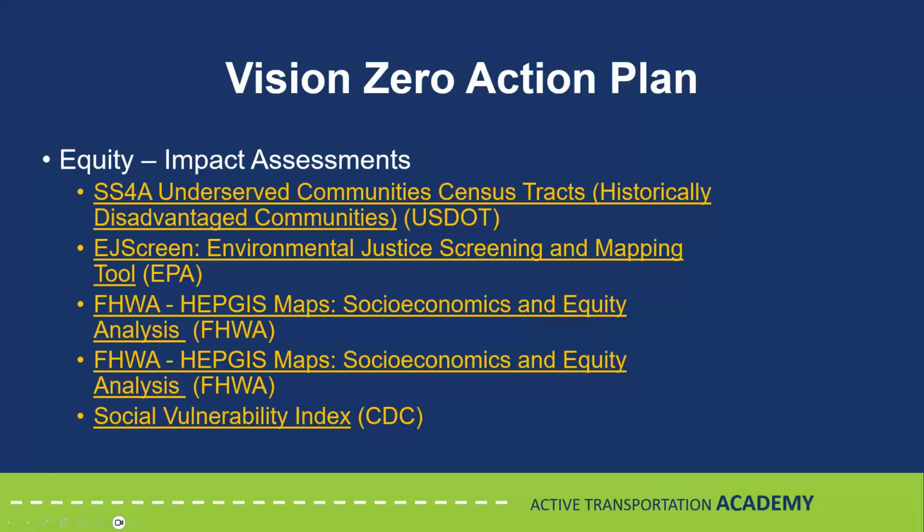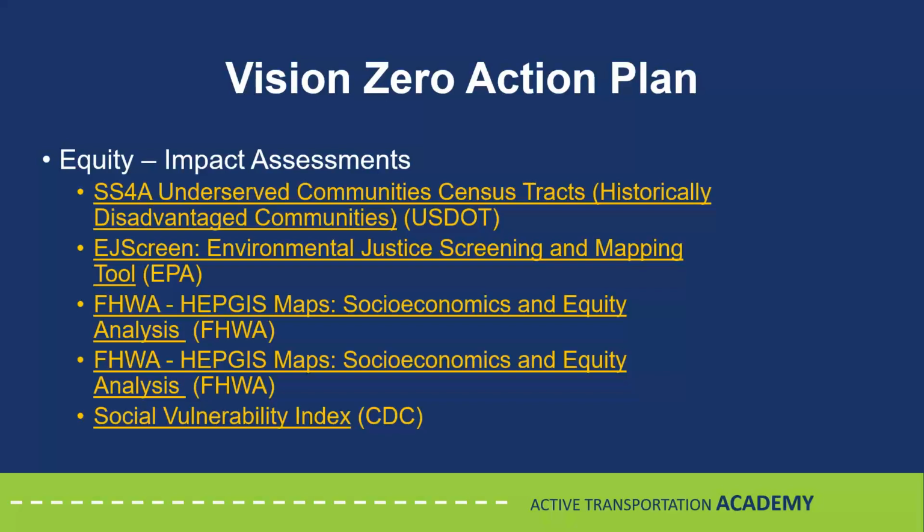ODOT has the Safe Streets and Roads for All underserved community census tracts for historically disadvantaged communities. The Federal Environmental Protection Agency has the Environmental Justice Screening and Mapping Tool. FHWA has HEPGIS maps of socioeconomics and equity analysis. I actually checked this link earlier today and it was broken, but it looks like it's connected to something else. So I've left this link in.